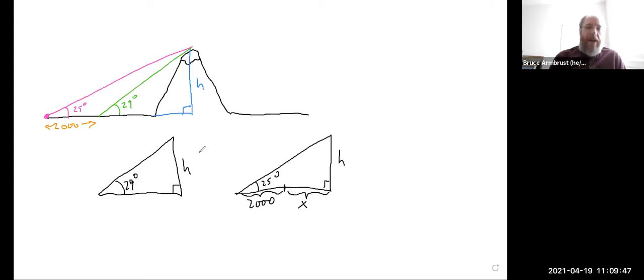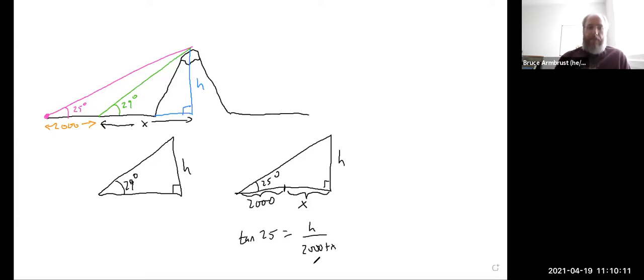Because if I have that, actually, let me come back and show you where that is on this picture. That would be this distance right there. But if I had that, then I could calculate h, because I know that the tangent of 25 is equal to h over 2000 plus x. So if you get me x, I can calculate h.